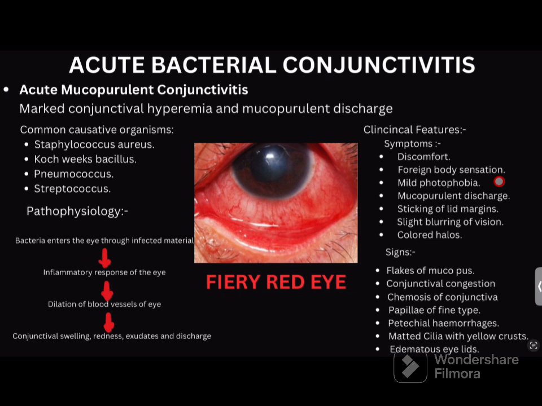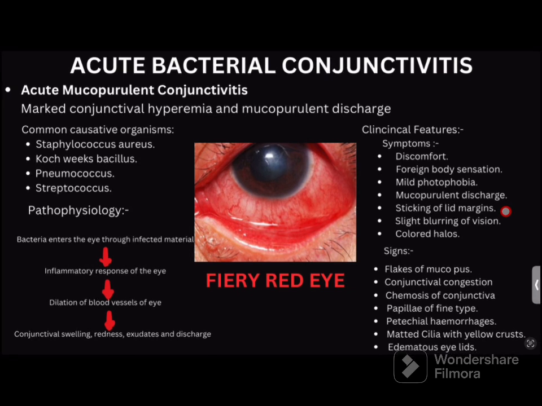Then you'll have the mucopurulent discharge from the eye. Because of this discharge, especially when the patient is asleep, when he gets up in the morning, there will be sticking of the lid margins. Now, sometimes the patient may complain of slight blurring of vision. Why? When there is mucopurulent discharge, the mucus flakes will come in front of the cornea. Cornea is actually a transparent structure, right? So the mucus flakes that come on the cornea will give you a slight blurring of vision.